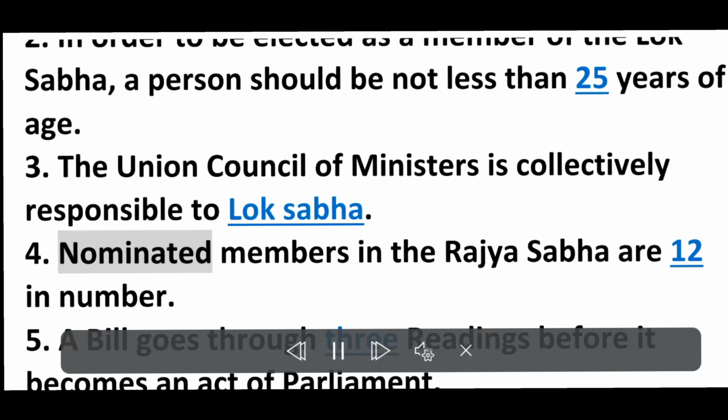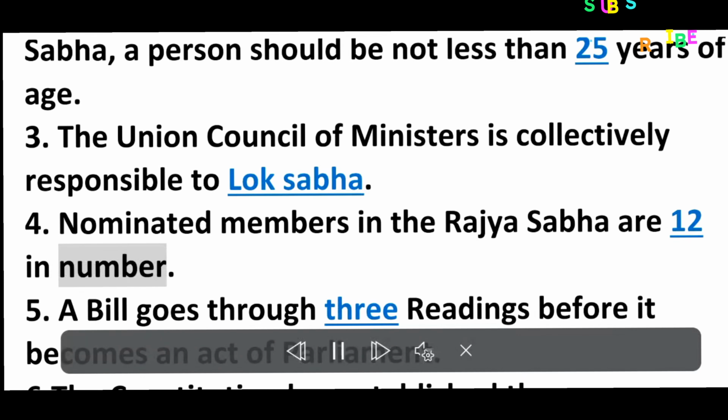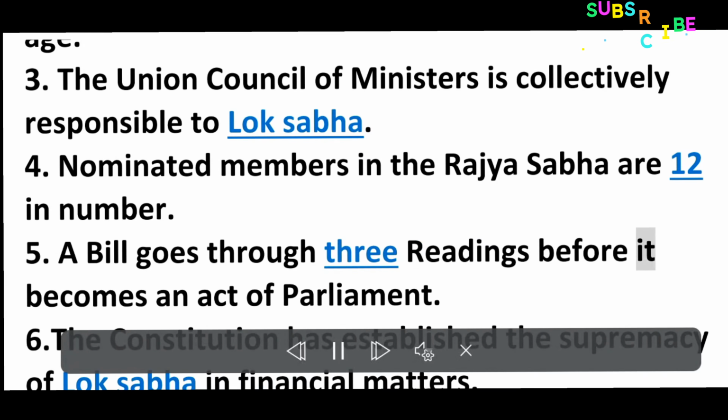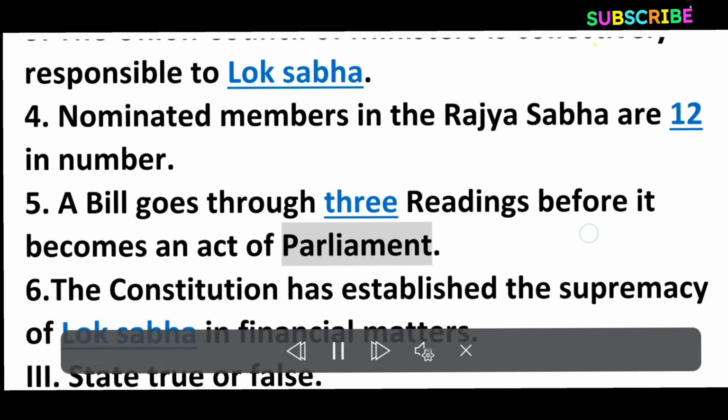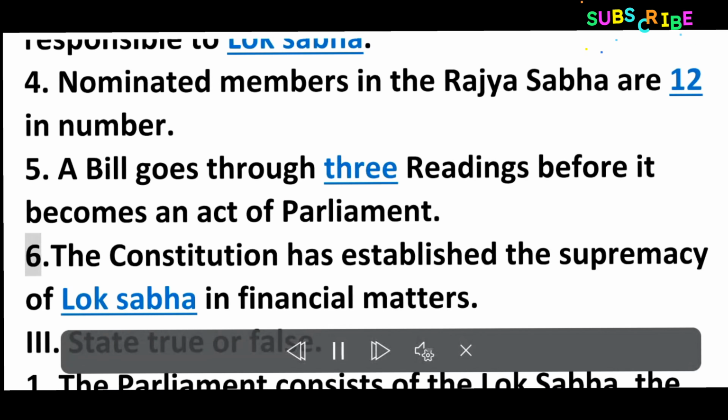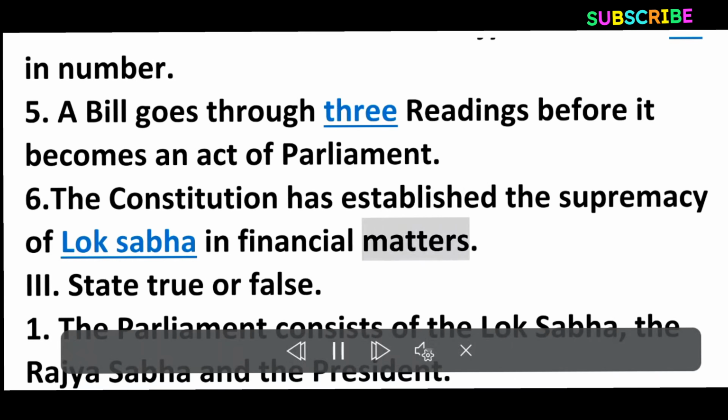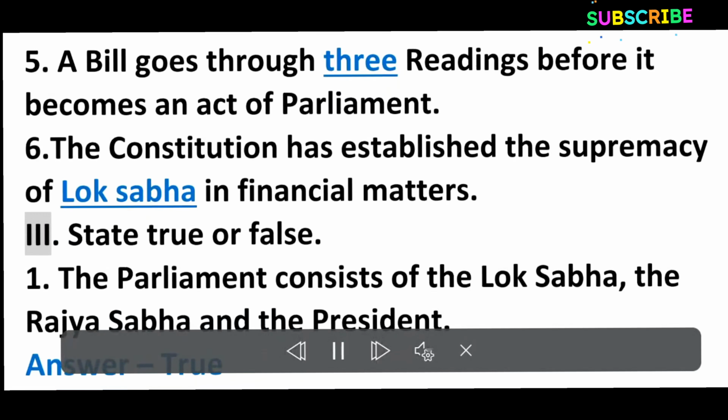4. Nominated members in the Rajya Sabha are 12 in number. 5. A bill goes through 3 readings before it becomes an Act of Parliament. 6. The Constitution has established the supremacy of Lok Sabha in financial matters. 3. State true or false.